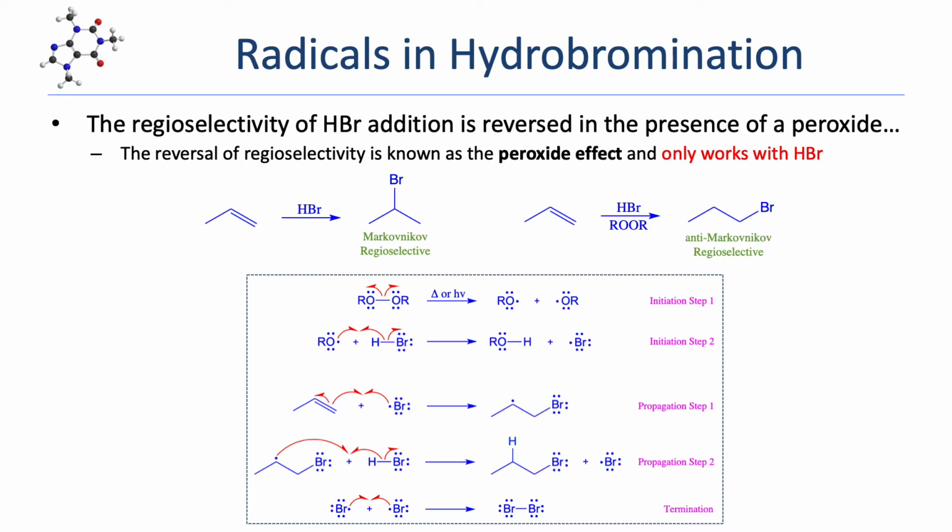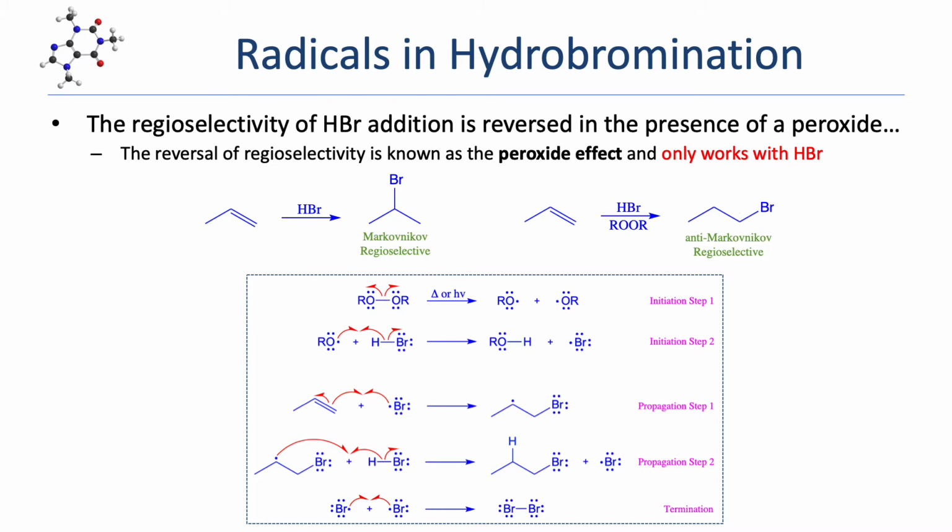The regioselectivity can be reversed by introducing a peroxide to the reaction conditions. A peroxide is a molecule that has an oxygen-oxygen single bond. You're probably familiar with hydrogen peroxide, H2O2, which is the simplest peroxide. HBr addition to an alkene in the presence of a peroxide proceeds with anti-Markovnikov regioselectivity. In the example here, you can see that propene reacts to give 1-bromopropane, placing the halogen on the less substituted carbon of the original alkene.